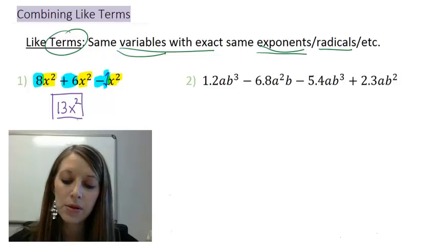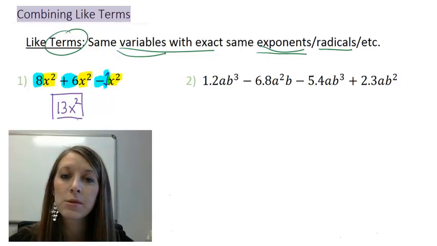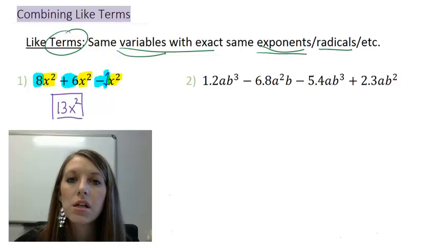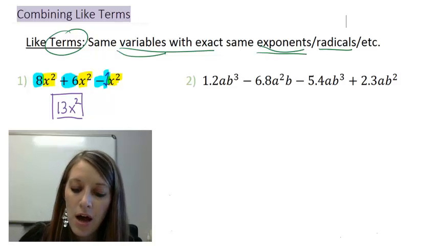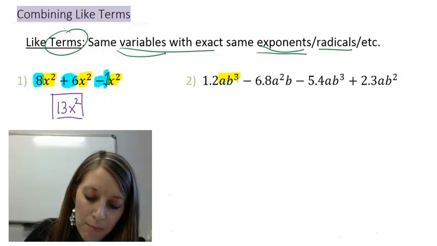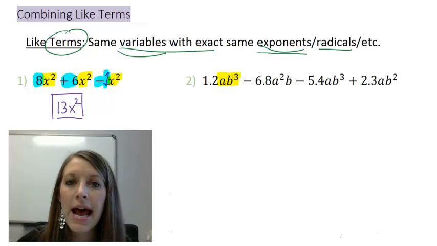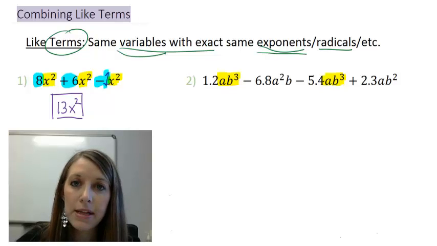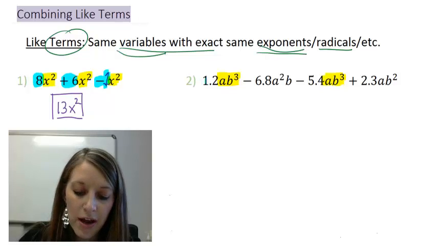Example 2 is a little bit more difficult because there's lots more variables and there's lots more exponents to deal with. Just note that they all have to be exactly the same for it to be considered a like term. So if I look at my first term here, I see that this guy has an a, b cubed. For it to be a like term of something else, it has to be exactly the same, a, b cubed. And if I'm looking through, I do see that I have that in a different term. So that means I need to combine their coefficients in front.